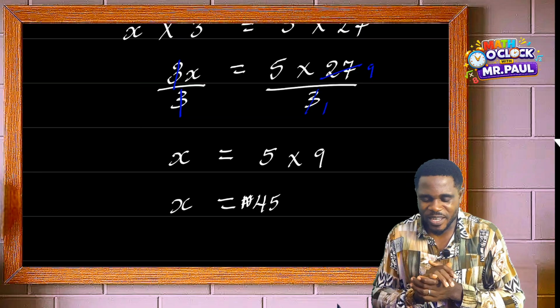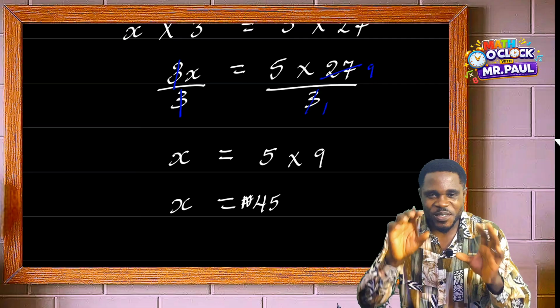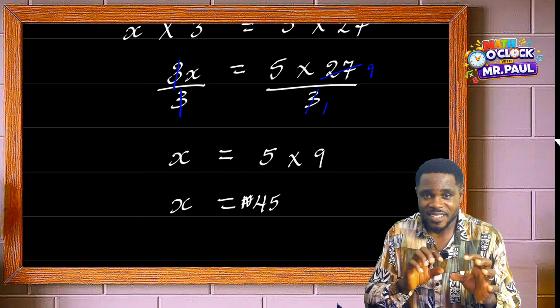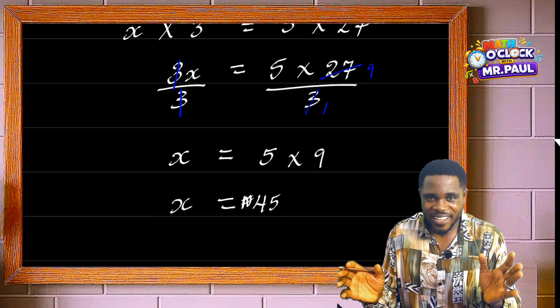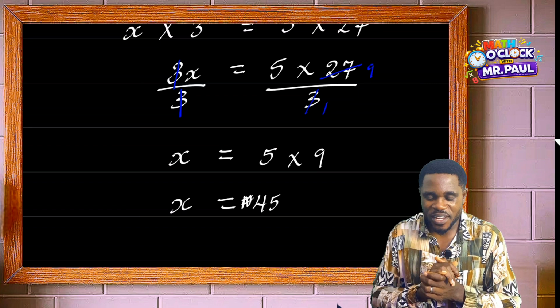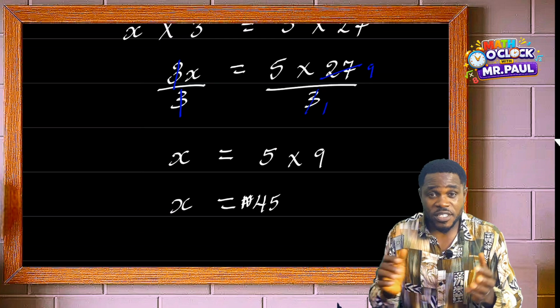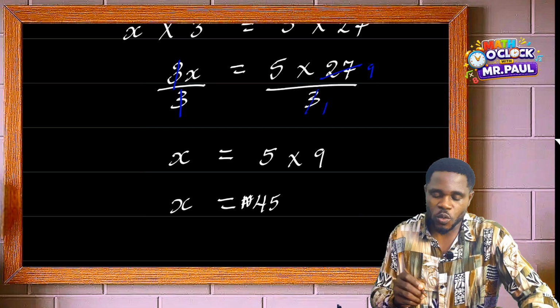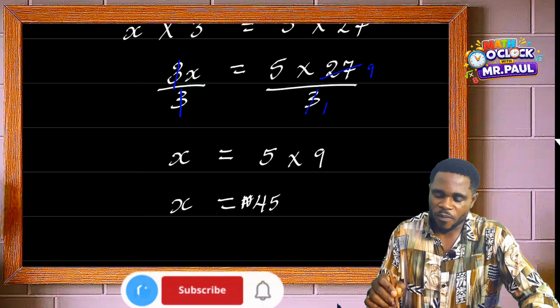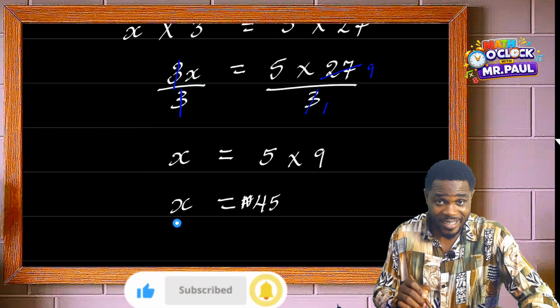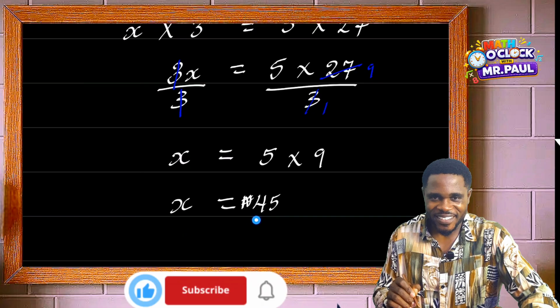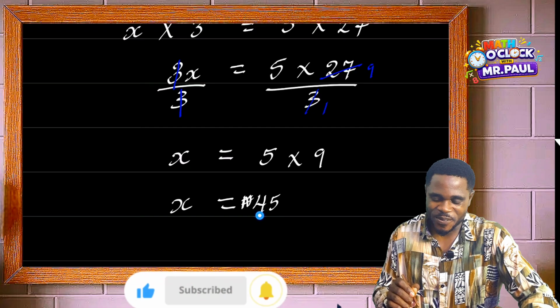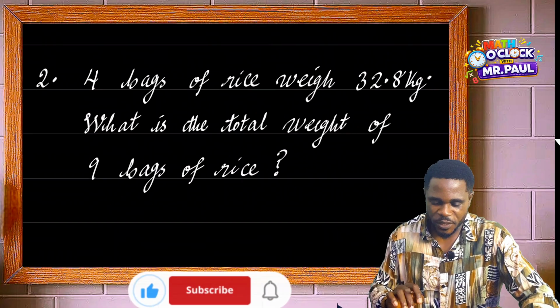As simple as that. All you just need to do is arrange them, cross multiply, and then you're 75% done. If there's any division that needs to be done, you go ahead and do the division and your job is done. So the cost of 5 markers is 45 naira. Isn't that simple? Let's look at another example here.